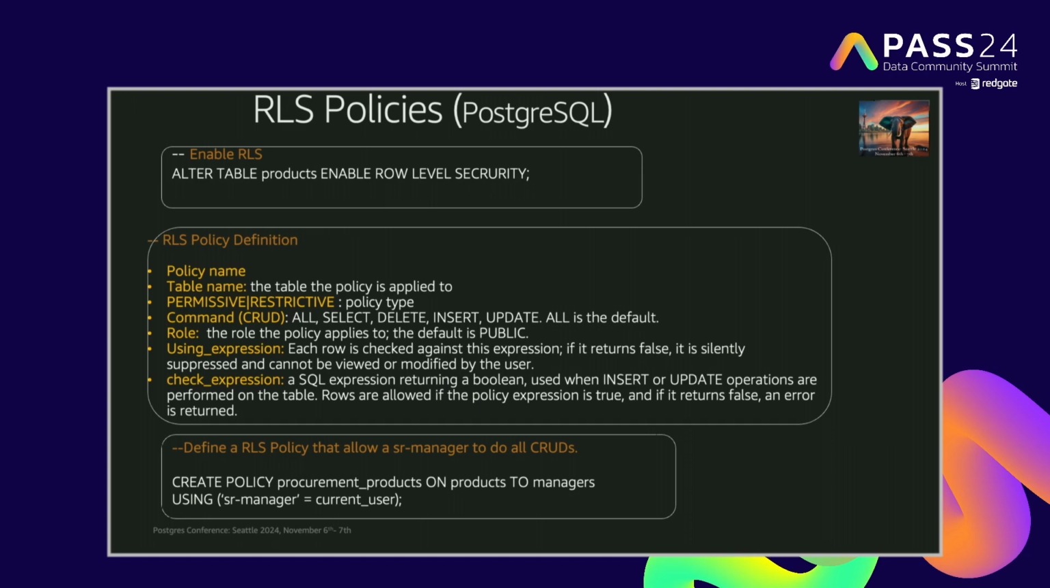What are the commands that are in scope for access control? Basically, you can do all or select, delete, insert, update. All is the default if you don't do anything.